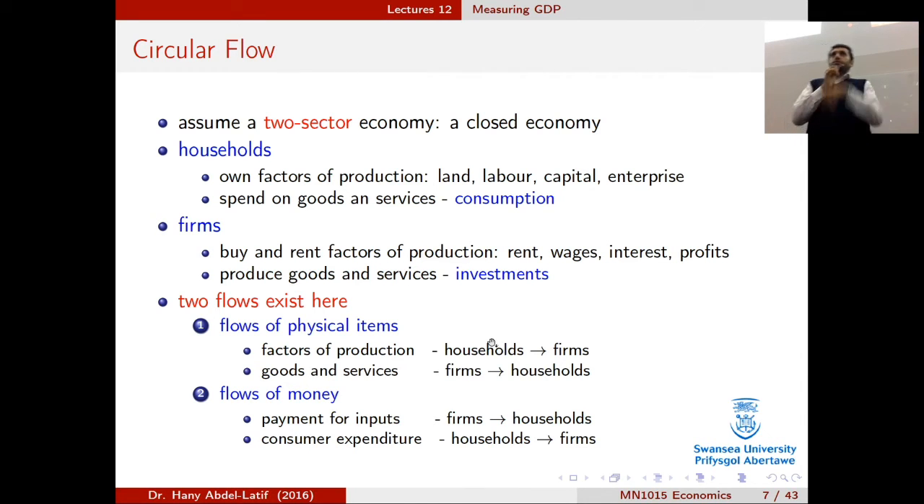So we'll see two different types of flows between these two sectors. One is the flows of physical items. So we'll see factors of production going from households to firms, and goods will go from firms to households. The flow of money will be payment for inputs, so the money going from the firms to households in the form of rent, wage, interest, profit. These are the incomes for factors of production. And the consumer expenditure, that's what households spend on consuming goods and services.